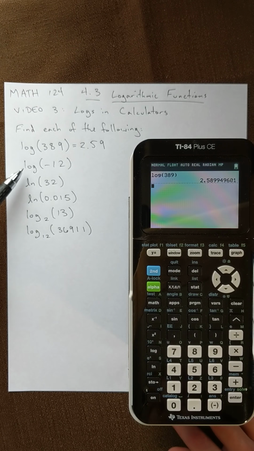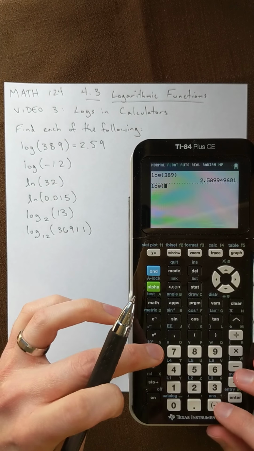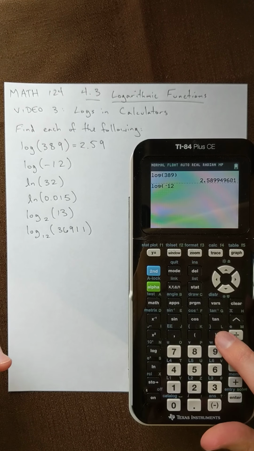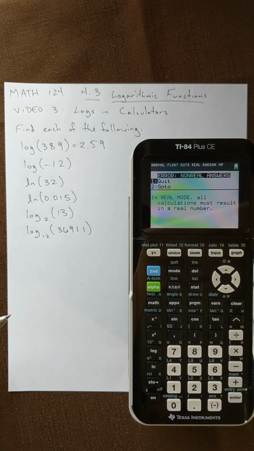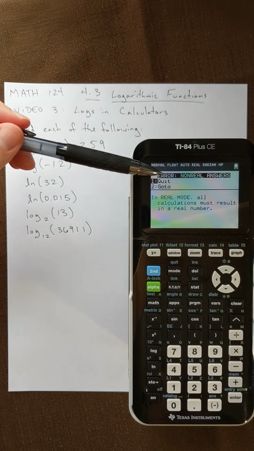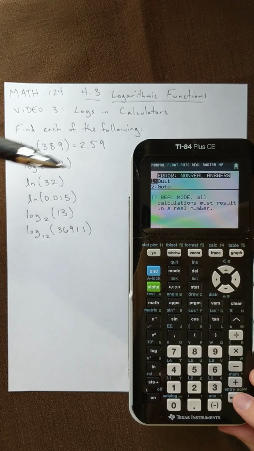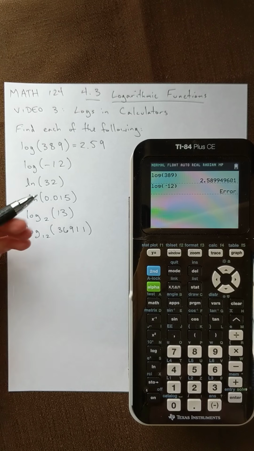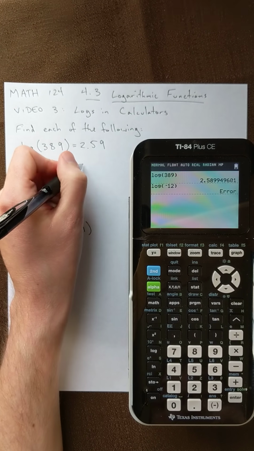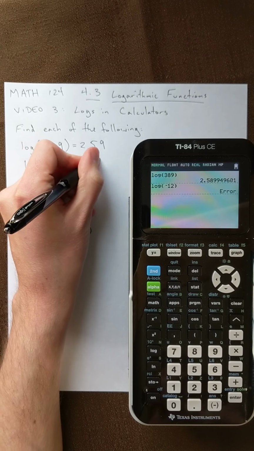Okay, next one, log of negative 12. Log negative 12, close parentheses, and then I hit enter. And I did that on purpose. Error, non-real answers, there's something wrong with that. We said in the first video we can't take the log of a negative number. It's just like taking a square root of a negative number. It's not actually defined, so I just write undefined.